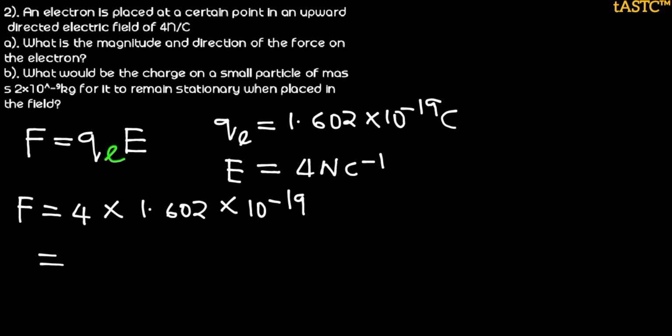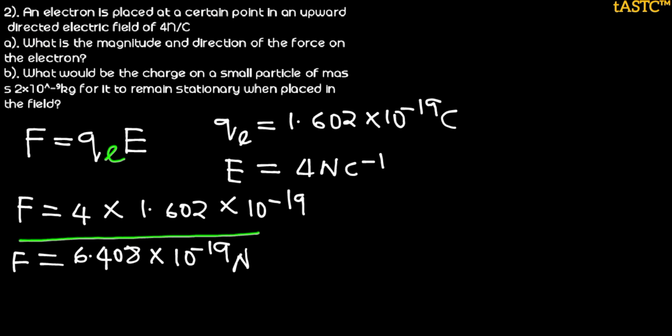So that gives us 6.408 multiplied by 10 to the minus 19 newtons. So this is what you have in the first case.